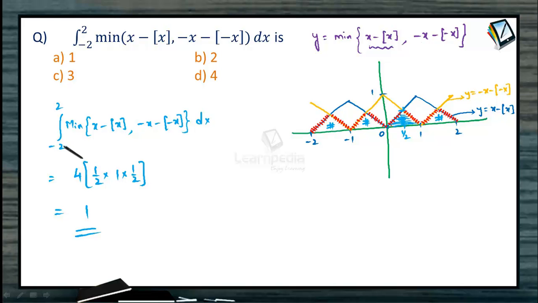But the integral between minus 2 to 2 is the same as the area enclosed by the minimum curve with the x-axis between x equals minus 2 to x equals plus 2. Therefore, how much is the integral value? It is option A. So sometimes the evaluation of a definite integral is easier by calculating the area once we identify the graph of the function.